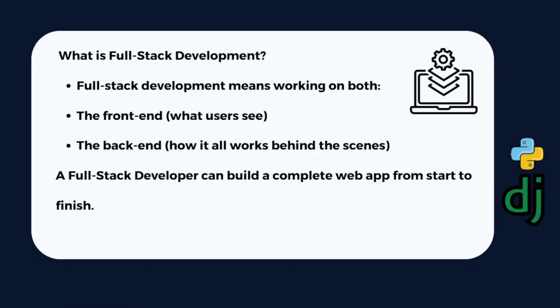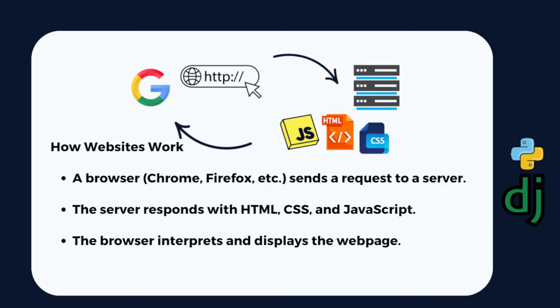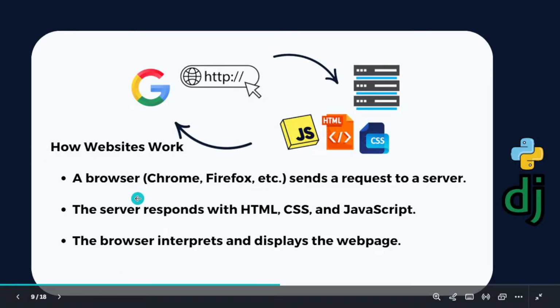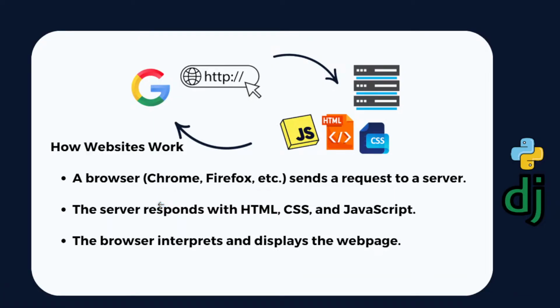Okay, we know what is front end, what is back end, what is full stack. Now we are going to learn how a website works. In the first process, we have a browser. We already know what a browser is: Google Chrome, Firefox, these are called browsers. The person who uses a browser is called the end user.